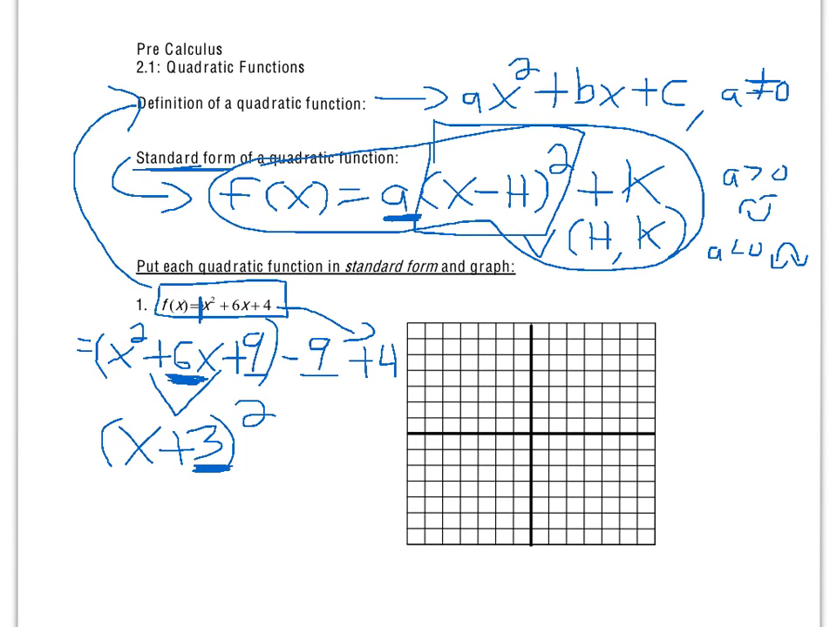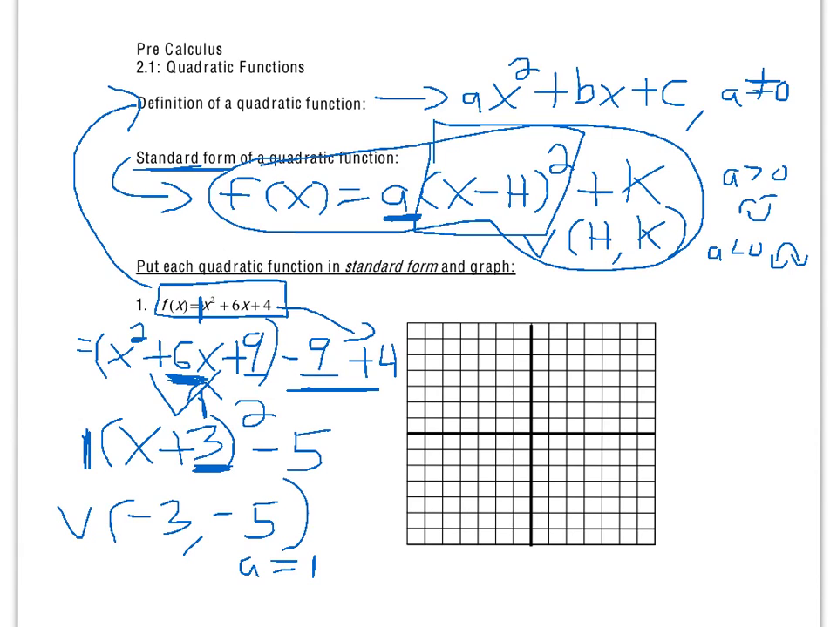This number right here, when you factor it into a perfect square, this is always half of that middle coefficient for x. And then on the outside you have the minus 9 plus 4, well that gives us minus 5. Now I have it in standard form. Now it's very easy. The vertex is -3, -5. And I have the a value. This is assumed to be 1. The a value is 1. That's all I need to graph.